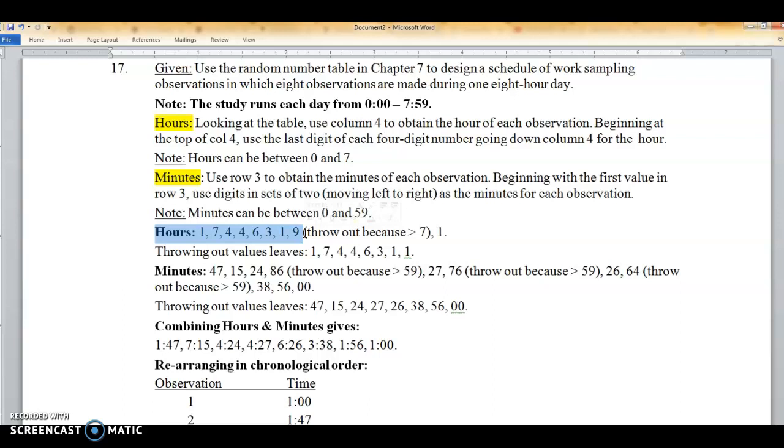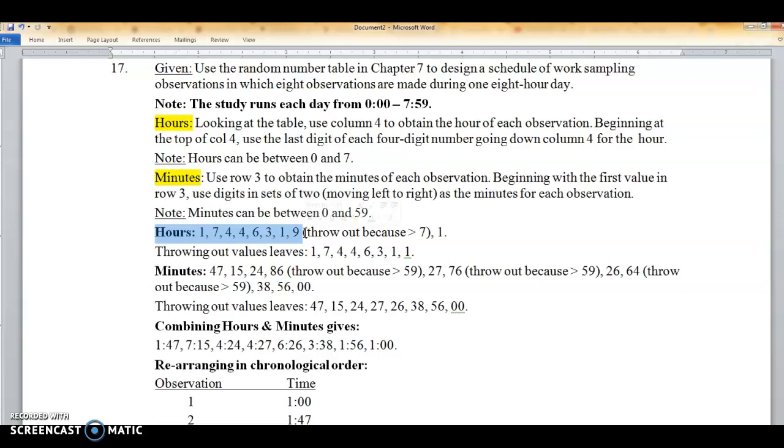The next one, which is in column 2, 86 is greater than 59, so that one gets thrown out. The next one is going to be 27. The next one is 76, but again, 76 is greater than 59, so I throw it out. The next one is 26. The next one is 64. Again, 64 is greater than 59 minutes, so I throw it out. Then I go with 38. I go with 56. I go with 00. And that takes care of my 8 observations.